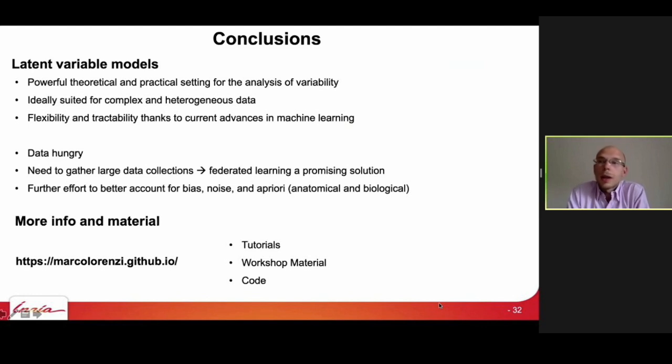And of course, from the research point of view, efforts are needed to integrate even more hypotheses about the bias and noise, so better modeling this heterogeneity, and to introduce a priori knowledge about the anatomical or biological structure of the data to include in the model.